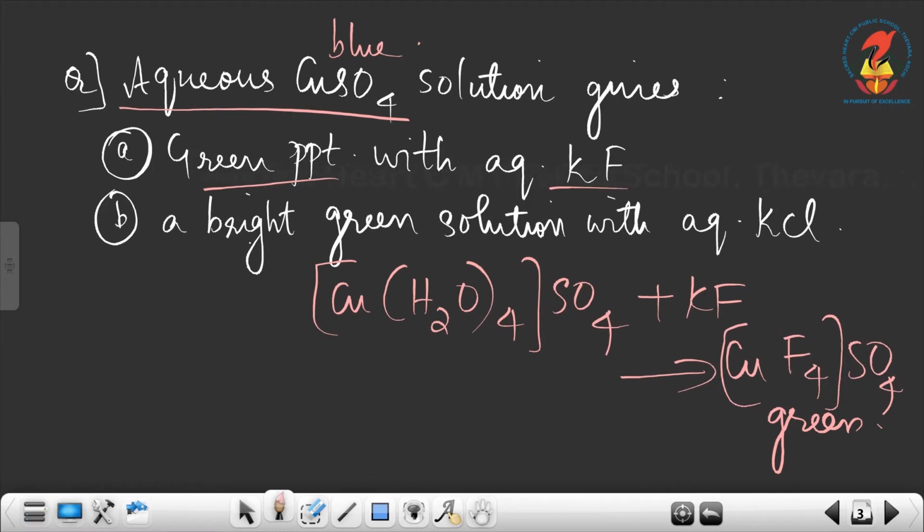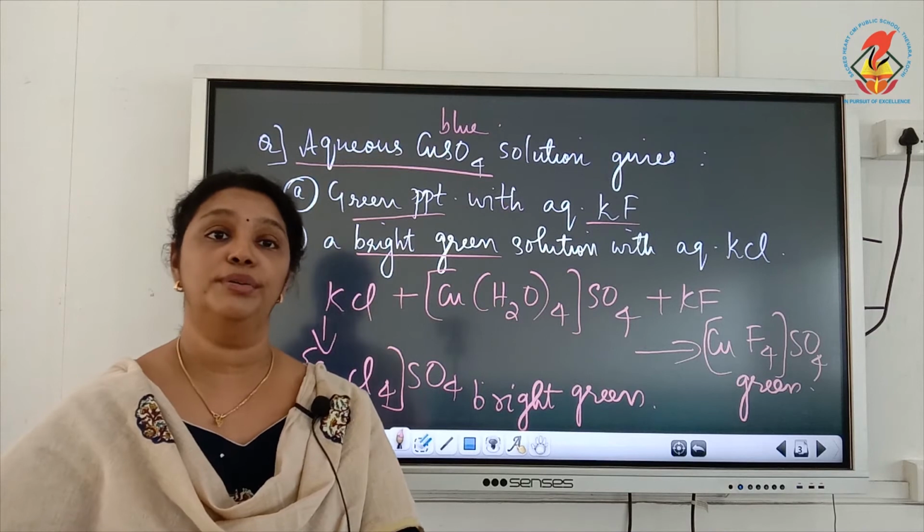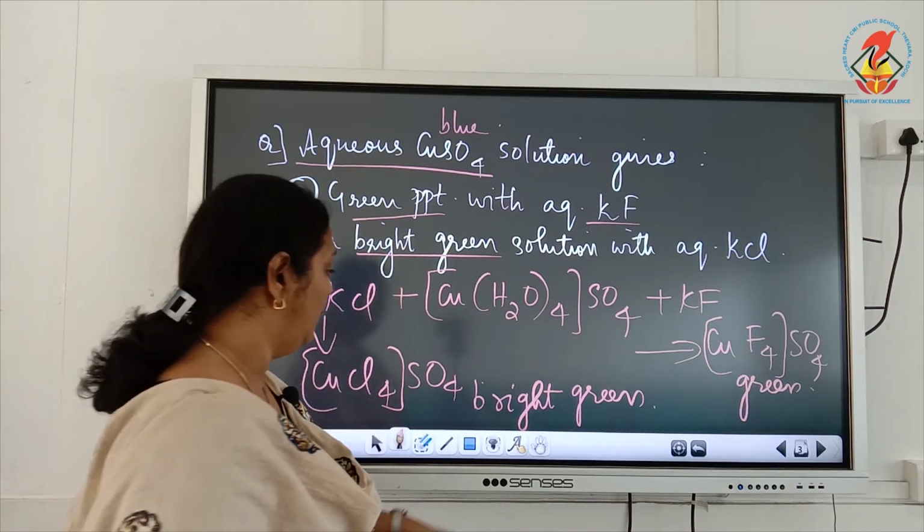Now, again the second question is, we get a bright green solution with aqueous potassium chloride. So, treat this with potassium chloride. What is the product formed here? H2O will be replaced by Cl minus. So, it will be CuCl4 SO4, which is bright green in color. Okay, so the change in ligand will produce a change in color of the complex.